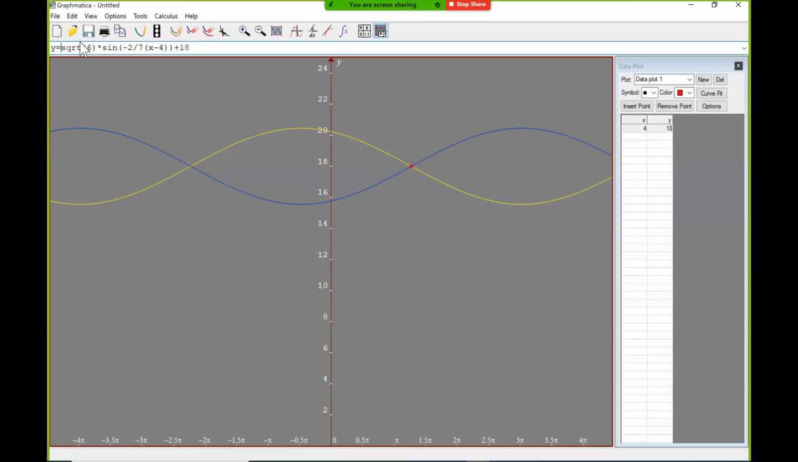What if just B was negative? Still passes through that point. So it didn't matter as far as our answer. The amplitude and the period didn't change when we changed the sign on A and B. And it still passed through that point, 4, 18. So any of those 4 answers that we just described would have received full credit. So it didn't really matter for this problem whether the A was positive or negative or the B was positive or negative. Did that help?